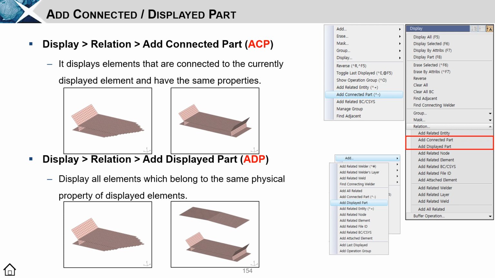Add Connected Part function displays all of the elements that are directly connected to the currently displayed elements and have the same physical property. Elements that have the same physical property but are not connected are not displayed.